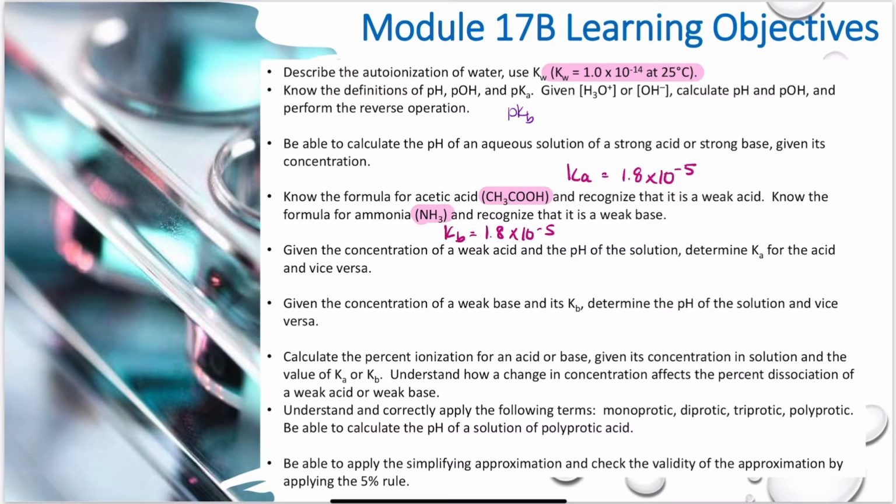You should understand how a change in concentration affects the percent dissociation of a weak acid or weak base, not only mathematically but also conceptually. Understand and correctly apply the following terms: monoprotic, diprotic, triprotic, and polyprotic. Be able to calculate the pH of a solution of a polyprotic acid. And be able to apply the simplifying approximation and check the validity of the approximation by applying the 5% rule. You guys have seen me do the 5% rule in previous examples, but this is the first time I'm specifically introducing it and defining it.